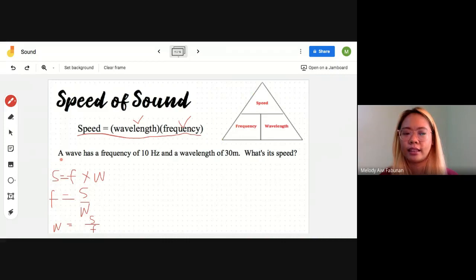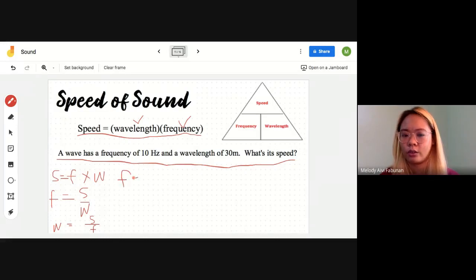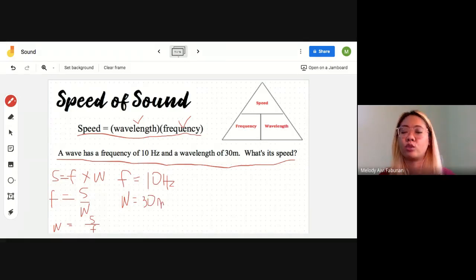Okay? And then let's have the example here. It says here that a wave has a frequency of 10 hertz. So given yung kanyang frequency, which is 10 hertz, and yung wavelength, which is 30 meters. Again, wavelength is measured from one crest to another crest. So since we are looking for speed, we are just going to multiply 10 hertz by 30 meters. So what's the answer for our speed?